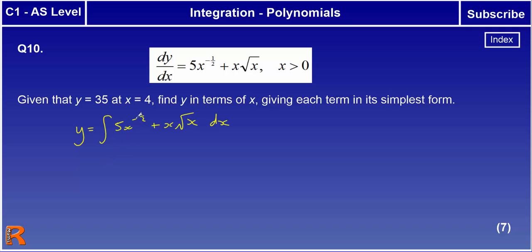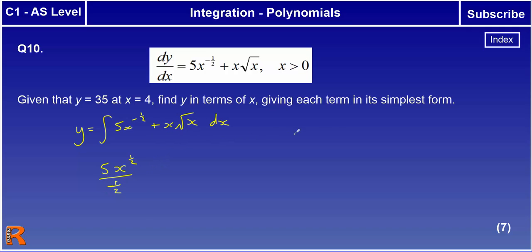So integrating x to the minus a half, we need to add 1 to the power. Minus a half plus 1 is just a half. We've got 5 there, and we're going to divide, but I'm going to carry on doing it like this, dividing not by minus half, but just by a half, because that's the power that's going to come down. We need to divide by that to get rid of it.